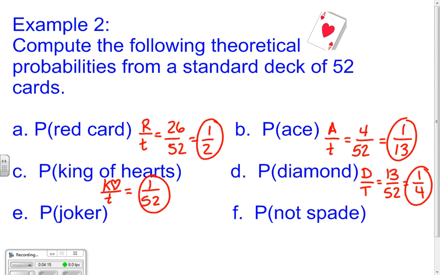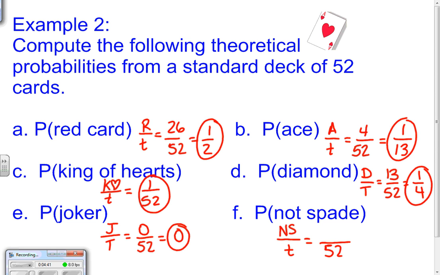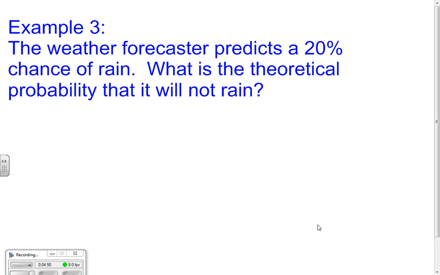Letter E, probability of a joker, means I want jokers over total, but there are none. There are no jokers in a standard deck, which means that the probability of me choosing one would be 0. Letter F, probability of a not spade, which means not spades on the top, total on the bottom, still out of 52. If 13 of the cards are spades, then 39 of them are not spades, which means that I have a 3/4 chance of picking a card that is not a spade.